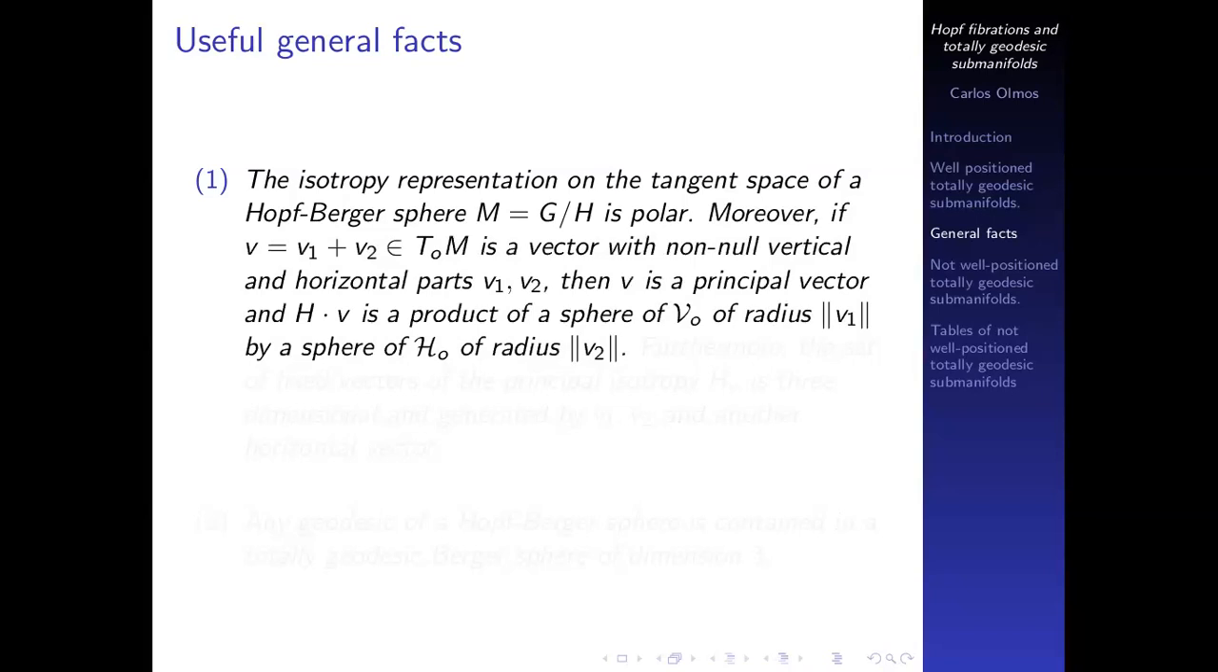So the isotropy representation in the tangent space is polar. This is well known. Moreover, if we choose a vector which has a horizontal and a vertical component, which are both non-null, so we choose a tangent vector to the Hopf-Berger sphere, one part horizontal and one part vertical, then the principal orbit of the isotropy representation is a product of spheres.